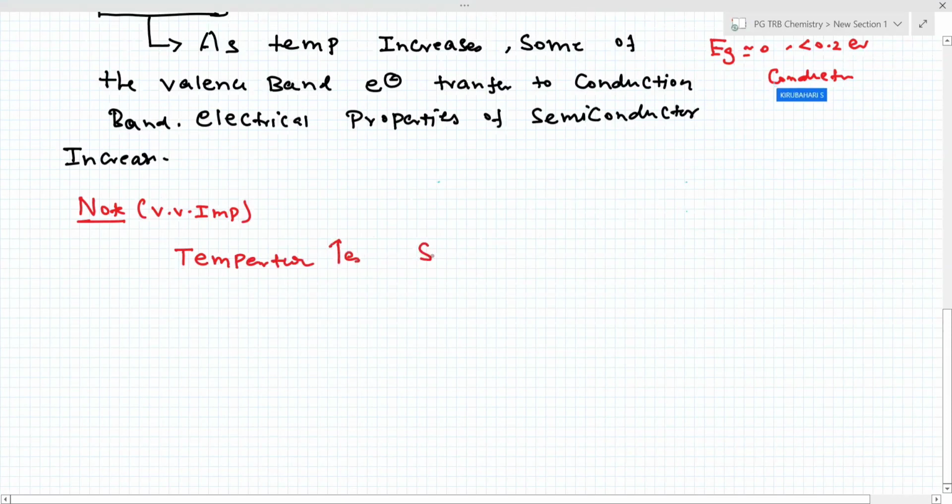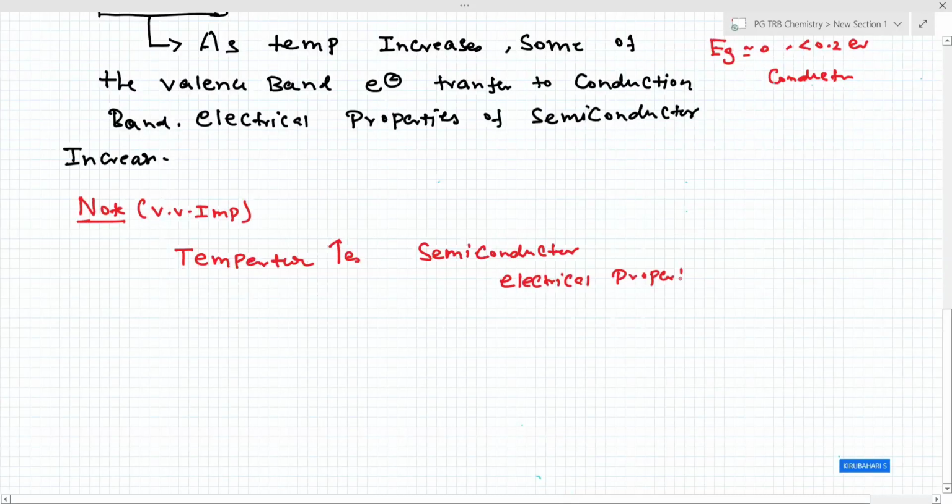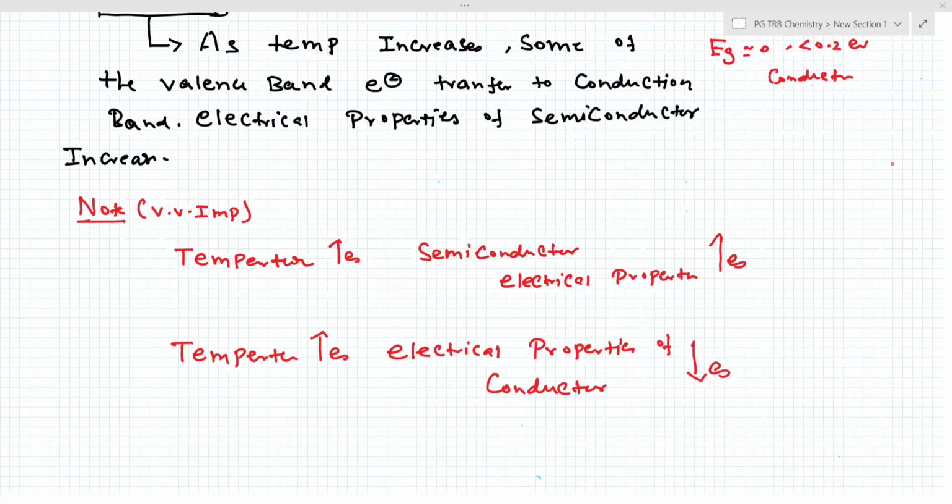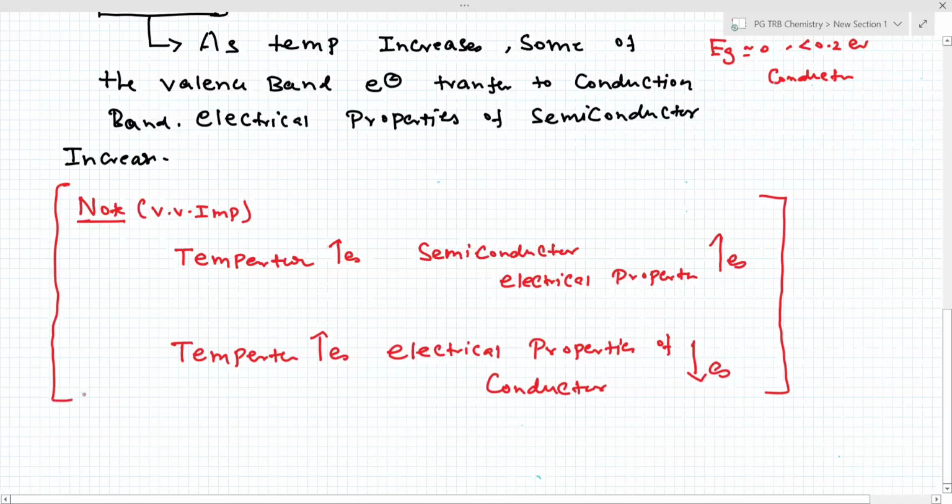Temperature increases, the electrical properties of a semiconductor increase. Similarly, when temperature increases, the electrical property of a conductor decreases. This is very important, please note. What is the point? When temperature increases, the electrical property of a semiconductor increases.